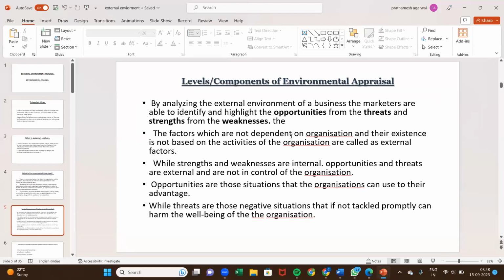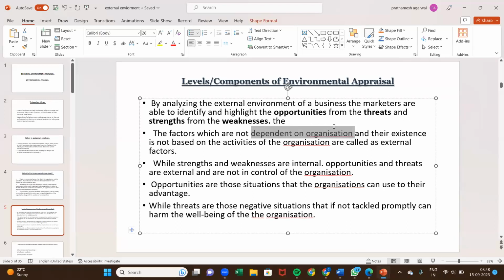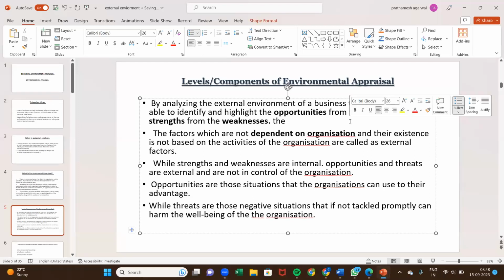The factors which are not dependent on the organization, and their existence is not based on the activities of the organization, are called external factors. Now, these factors are not dependent on the organization. They are not related to the internal environment of the organization. They are outside the organization.